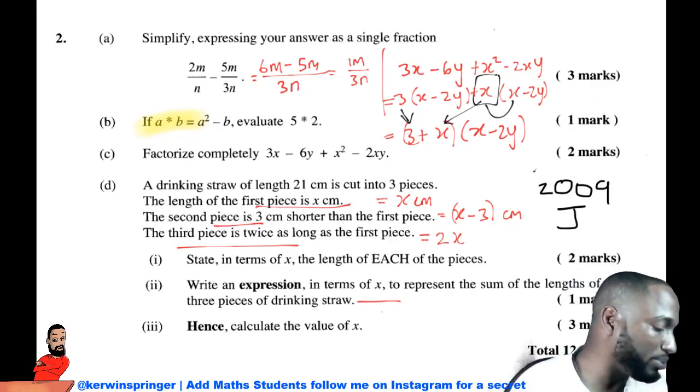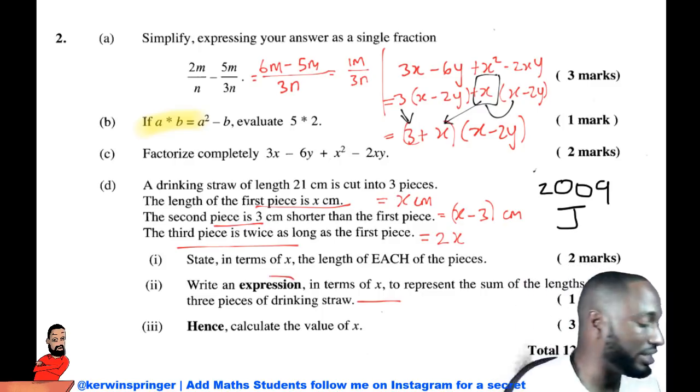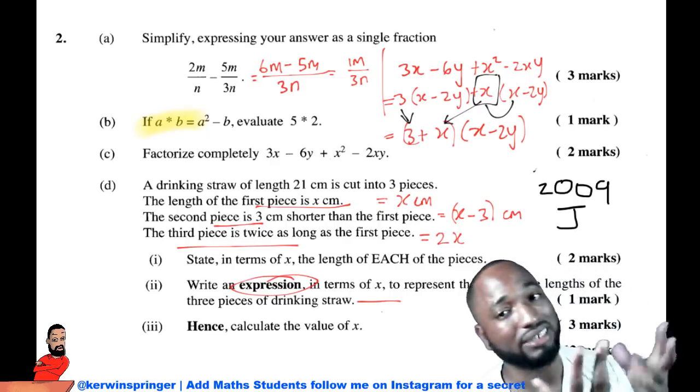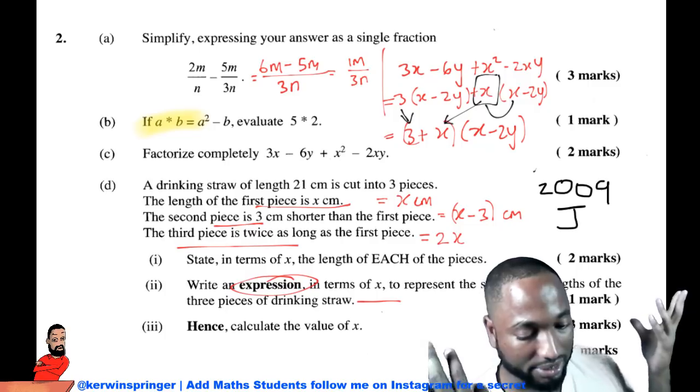So if we want to write an expression in terms of x to represent the sum of the length of the three pieces of drinking straw, and remember the total length is 21. You see they say write an expression, right? And an expression doesn't really have an equal sign. That's the kind of rule that you learn, right? Expression, no equal sign.